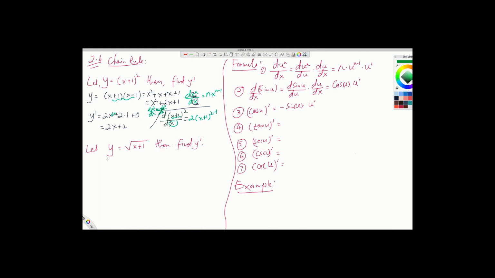Because I cannot FOIL it, right? You can write this as x plus 1 to the 1/2. That is what the root means. But I don't know what to do after this, right?